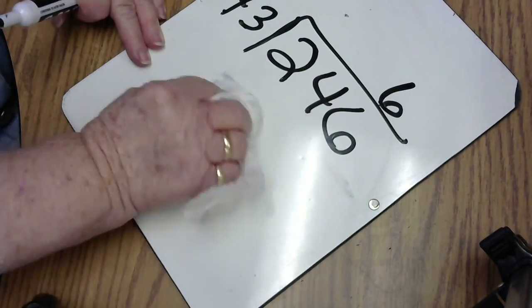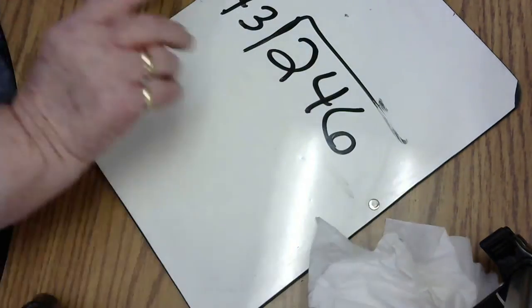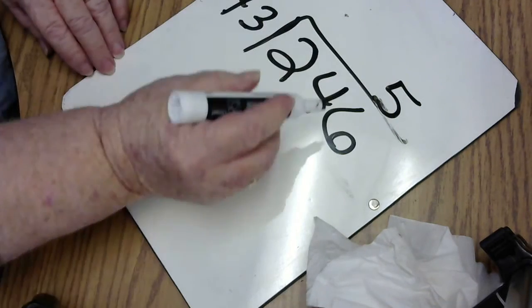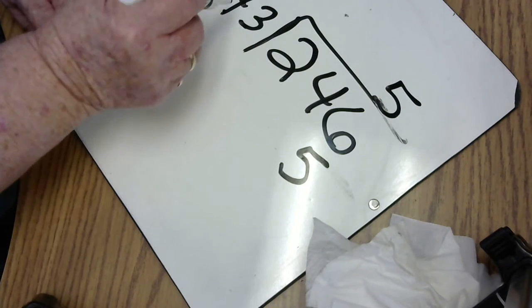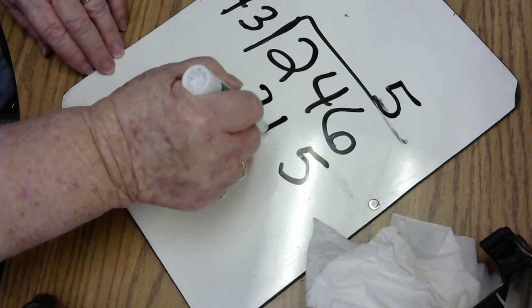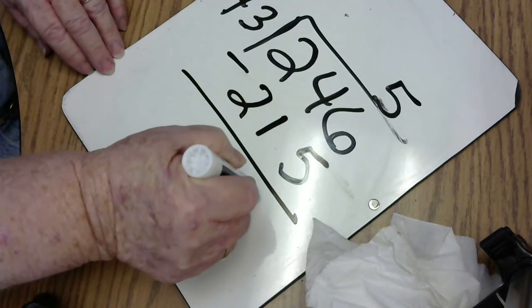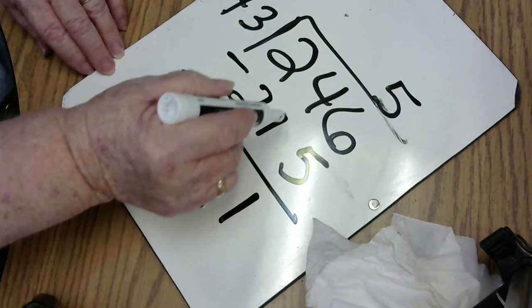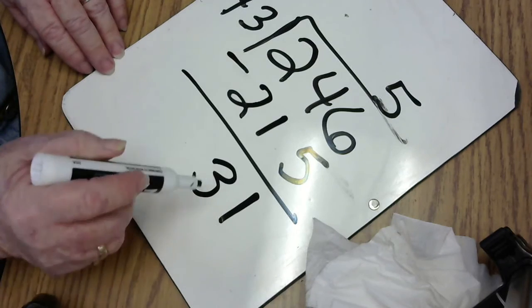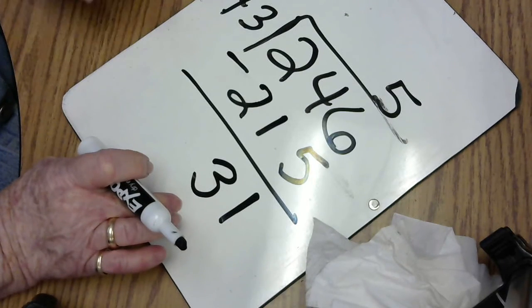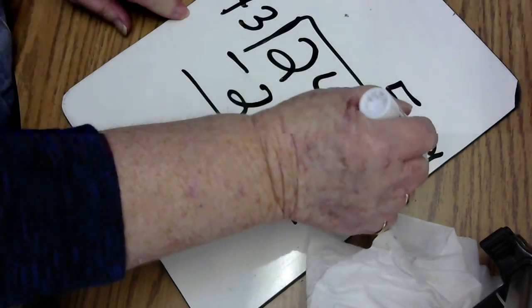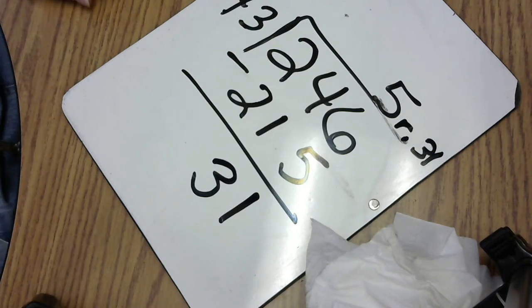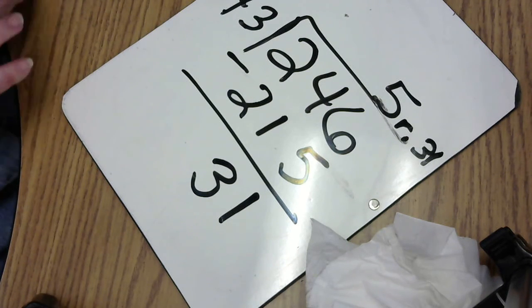So it's not 6. Let's try 5. 5 times 3 is 15. Carry 1. 5 times 4 is 20 plus 1 is 21. Then we can subtract. 6 minus 5 is 1. 4 minus 1 is 3. This remainder is less than our divisor, so our answer is 5 remainder 31. Do you have that? Hopefully.